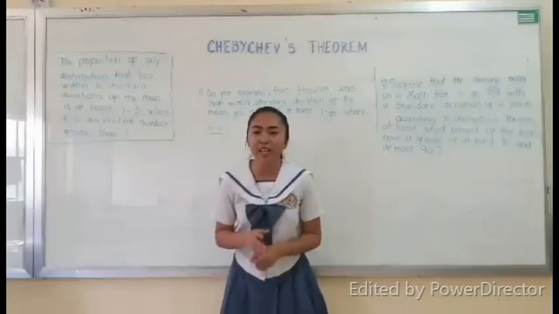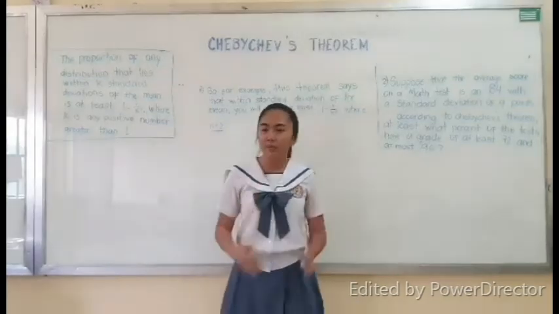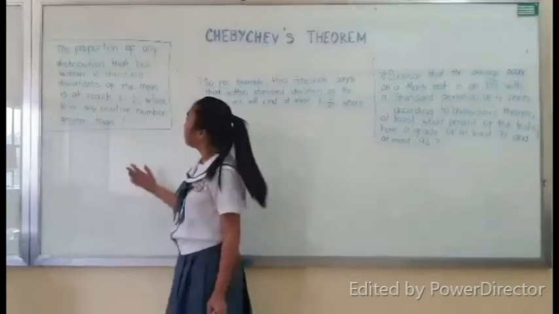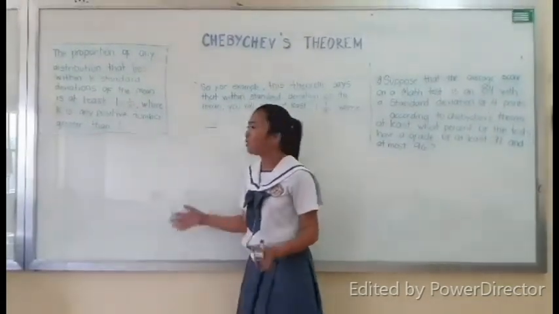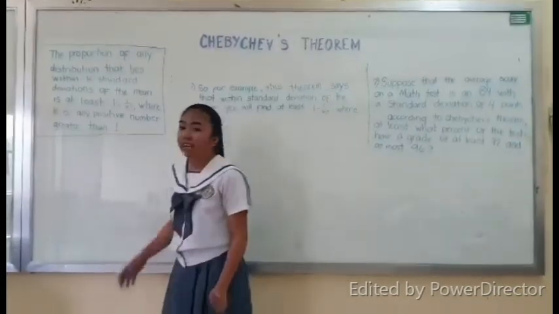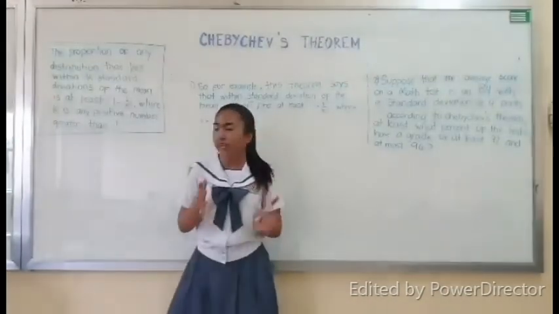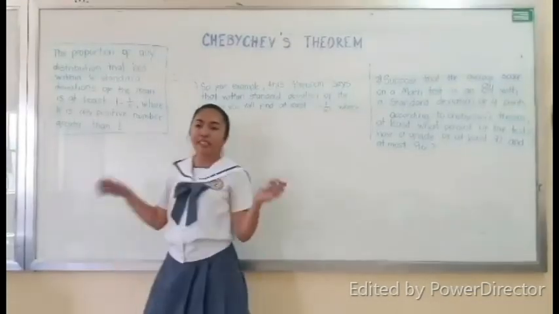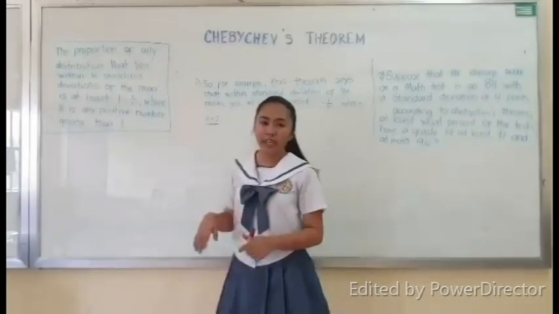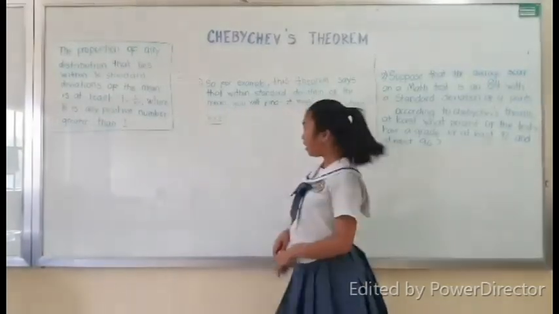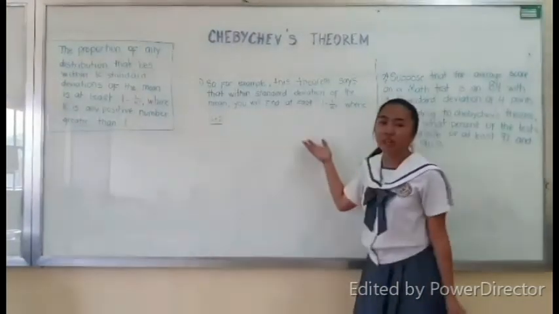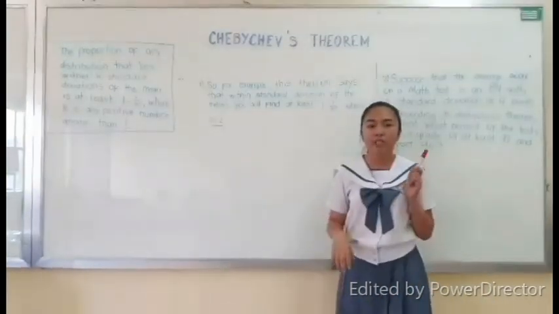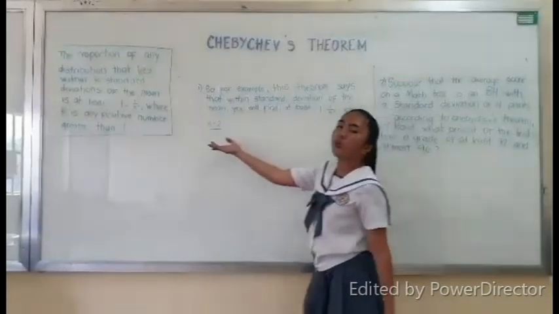That's all. I am Maria Nicole Piñaranda and I will be discussing Chebyshev's theorem. Chebyshev's theorem states that the proportion of any distribution that lies within k standard deviations of the mean is at least 1 minus 1 over k squared, where k is any positive number greater than 1. This theorem applies to any distribution of data. For example, within 2 standard deviations of the mean, you will find at least 1 minus 1 over k squared, where k is equal to 2.